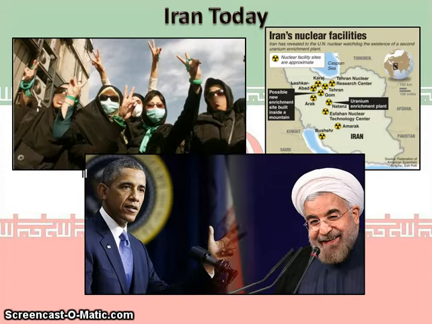So now that we've covered some of the more basic details of the history of Iran, we're going to go over some of the stuff that plagues the country today, in addition to women's rights yet again, the nuclear deals that have been going on, as well as the conversations that have been going on between President Obama and the recent president, President Rouhani.